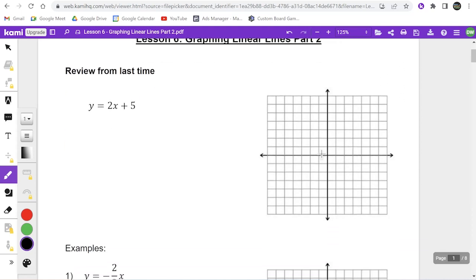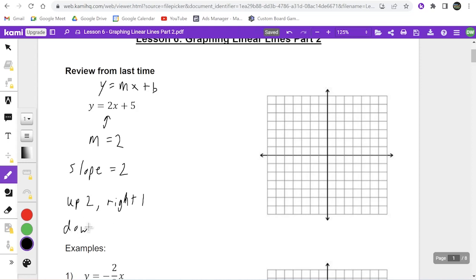So as a quick review from last time, if we, for instance, have the equation y equals 2x plus 5, remember that this is in the form y equals mx plus b, where m is the slope, and remember what the slope means. The slope is saying the rise over the run. So in this example, m is clearly equal to 2, which means the slope is 2, which means as you're writing the slope, you're going to be going rise over run, so up 2, right 1. Or for instance, you could say down 2 and left 1 if you want to go the other way. And this is review from last week, and we're going to be actually plotting this.